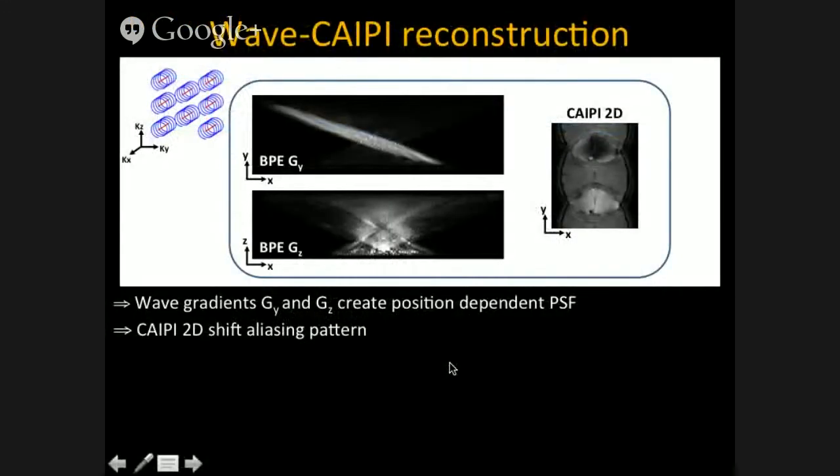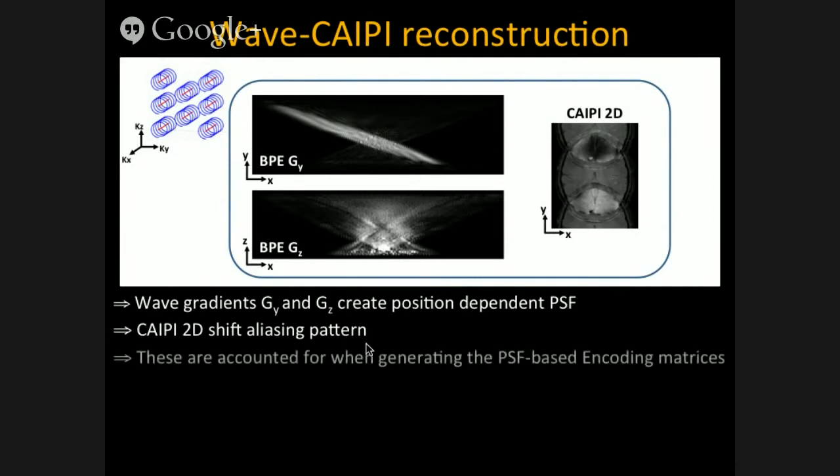This was only in the presence of GY. What if we turn on GZ and the CAIPI 2D shifts? In this case, things remain pretty much the same, except that our point spread function now depends not only on Y, but also on the Z position. And we have a shifting of the aliasing pattern due to the CAIPI 2D staggering. And these we can account for when we generate our point spread functions.